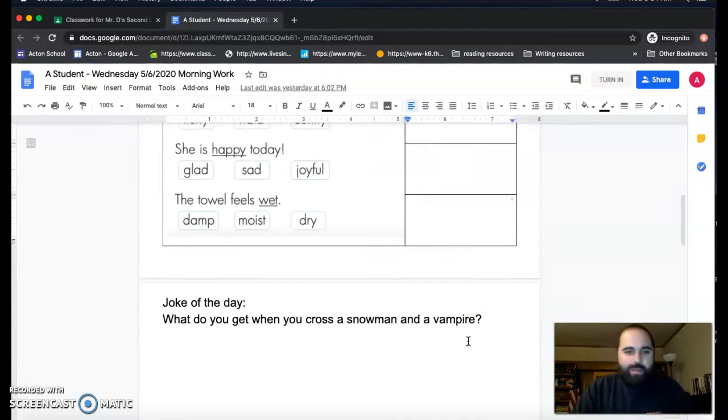And to finish up your morning work, I got my joke of the day. What do you get when you cross a snowman and a vampire? Think hard on that one. Look for the answer down below on the other page. When you're totally done, click the turn in button so that we can take a peek at it.